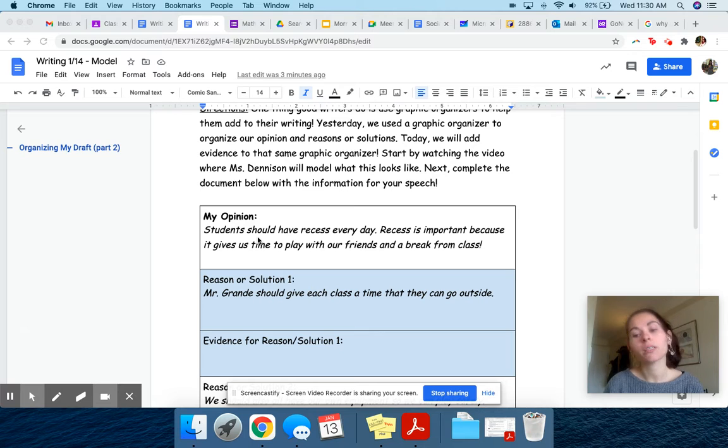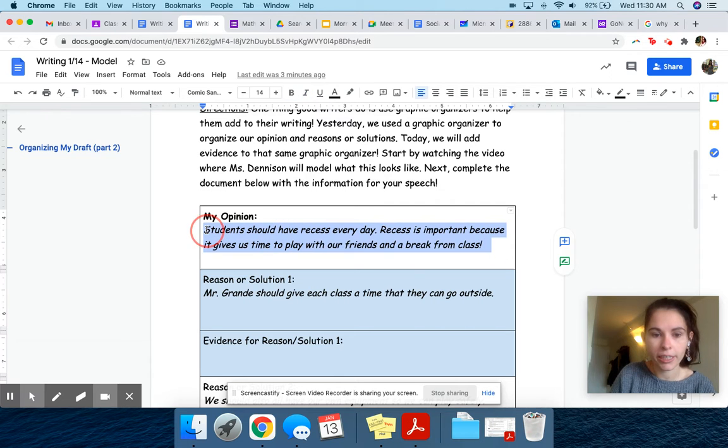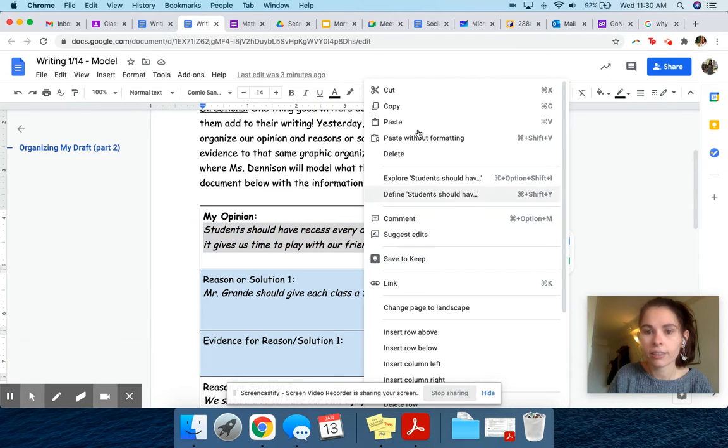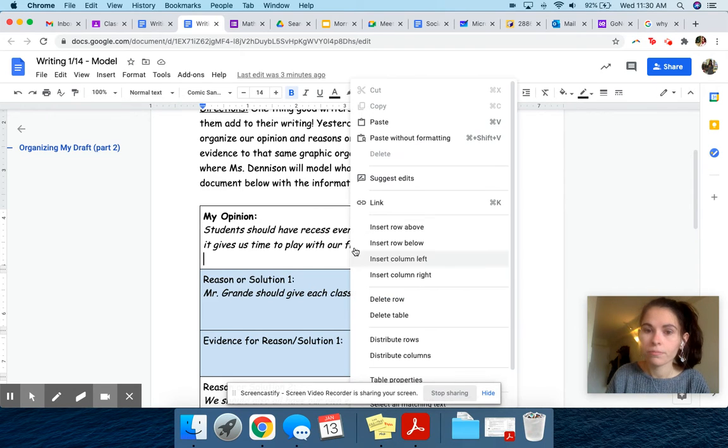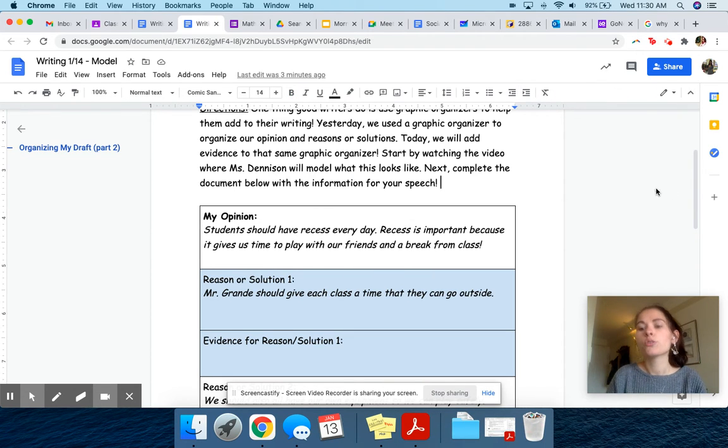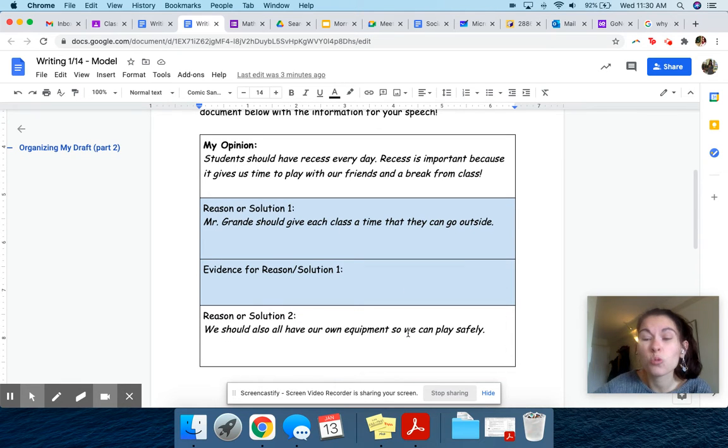But if you're working online, I would encourage you to copy and paste by selecting it from your Word yesterday, right clicking and going to copy, and then right clicking on the blank page and going to paste so that you don't have to retype it. Then I'm going to look for evidence. Evidence is really important because it helps you convince people to agree with your side.